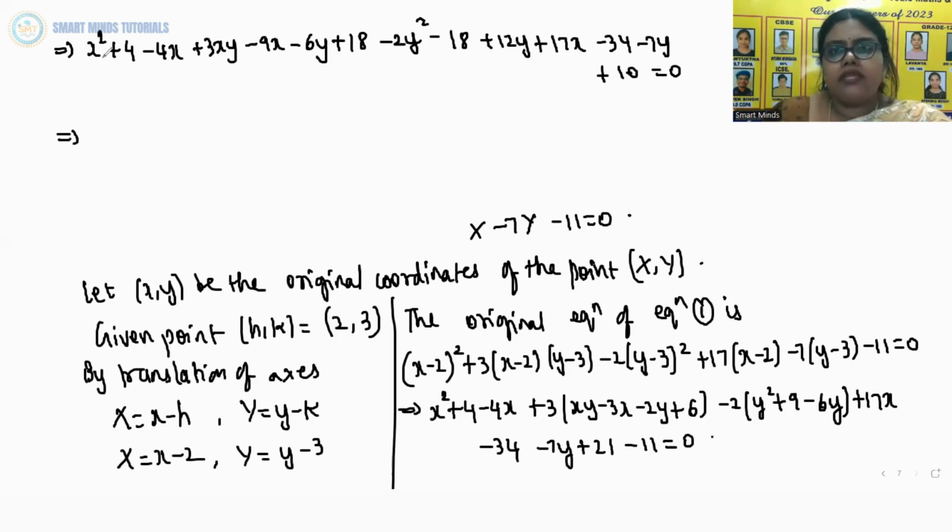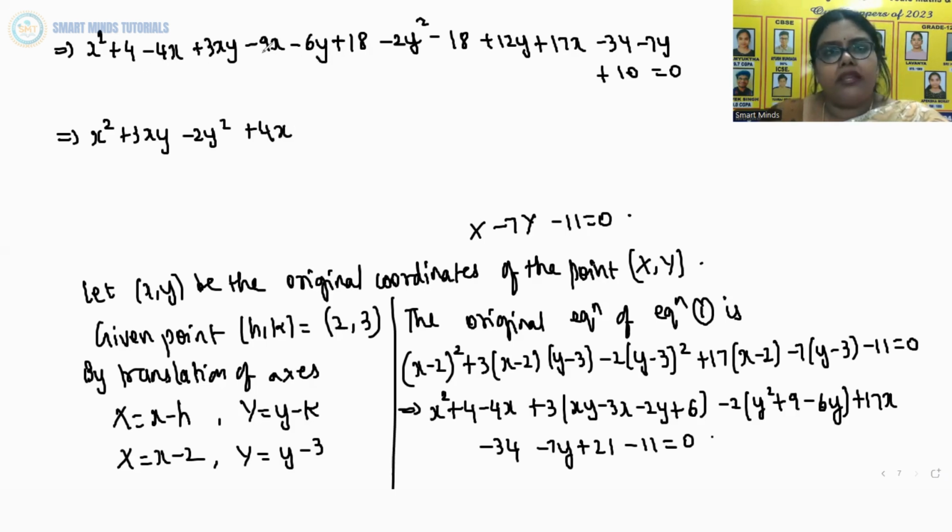Now you see there is only one x square term. Then we write xy term plus 3xy. Then minus 2y square. Now we have to simplify. So if we take this, minus 4x minus 9x is minus 13x. Minus 13x plus 17x is plus 4x.